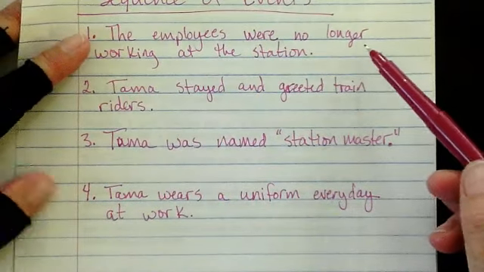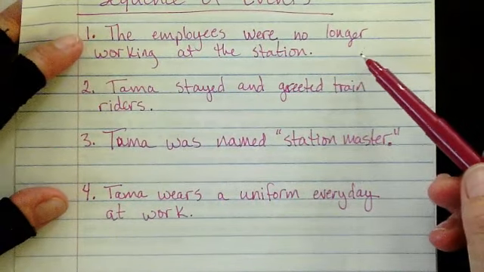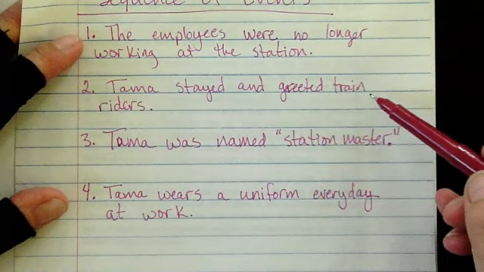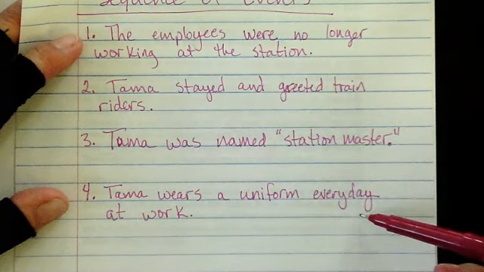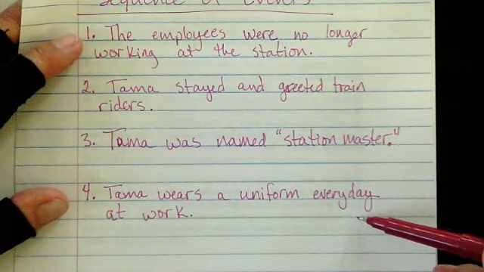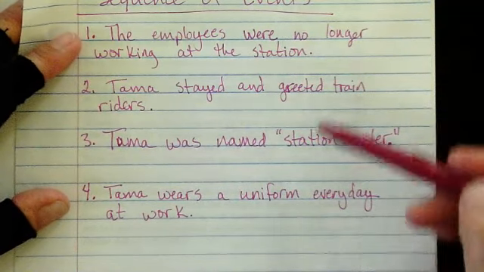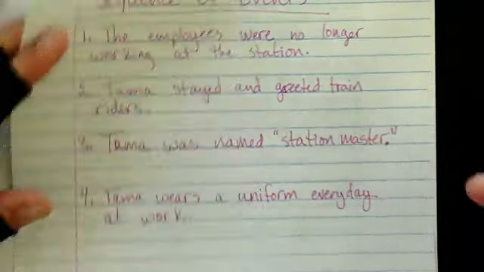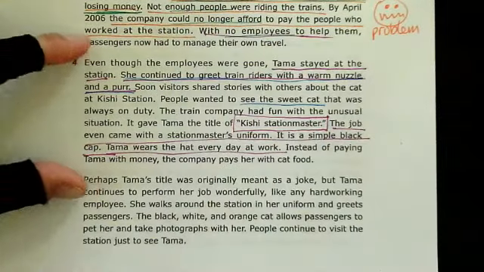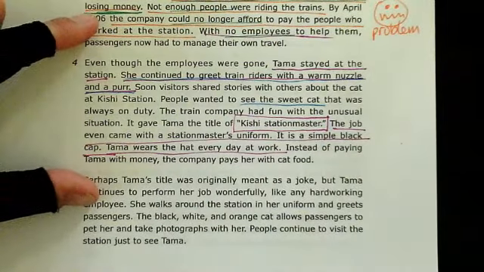Let's read it and double check. It says the employees were no longer working at the station. Tama stayed and greeted train riders. Tama was named station master. And Tama wears a uniform every day at work. This is what happened first, next, then last, in this small section of the text.